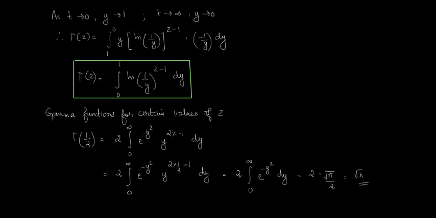Now gamma of 3 by 2. We know that gamma function satisfies the relation gamma z plus 1 is z gamma z. You know the value of gamma of half. How can you write 3 by 2? 3 by 2 can be written as 1 plus half. So gamma of 1 plus half, or in other words gamma 3 by 2, would be half gamma half. You just saw that gamma of half is root pi. So your gamma 3 by 2 would be half root pi.